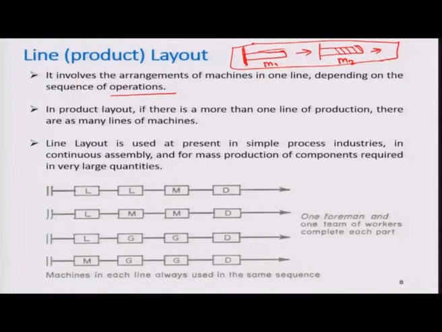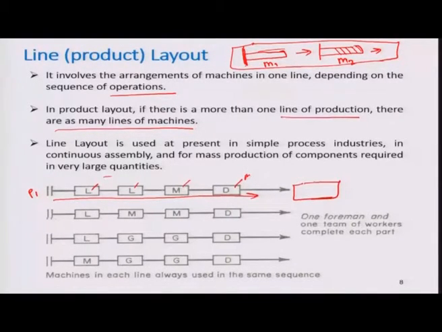In product layout, if there is more than one line of production, there are many lines of machines, parallelly. Line layout is used at present in some simple process industry, in continuous assembly, and for mass production of components required in very large quantity. In this example, product 1 gets processed this way: machine 1, M2, M3 and M4, and finally it gets out from your workshop as the final product.